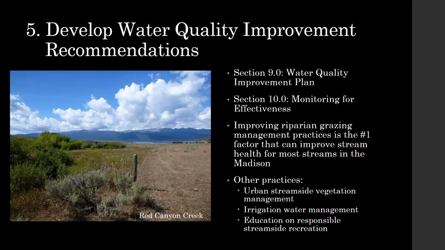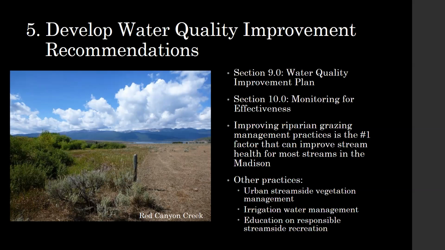Section 10 is called Monitoring for Effectiveness, and this includes recommendations for any additional monitoring that occurs in the watershed. We have recommendations for what to monitor and possibly where to monitor that. And I know that the Madison Conservation District has a stream team of volunteers that go out and monitor water quality on an annual basis. Hopefully this section of the document will provide some guidance for them that may be helpful.